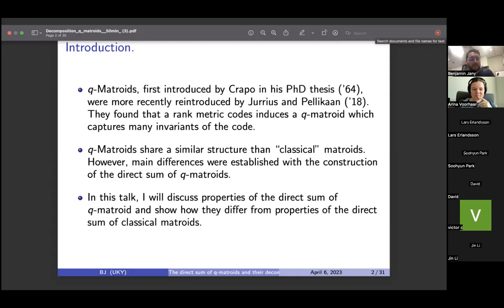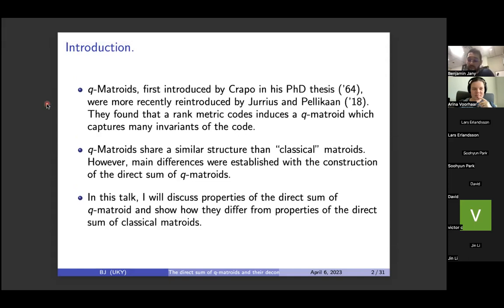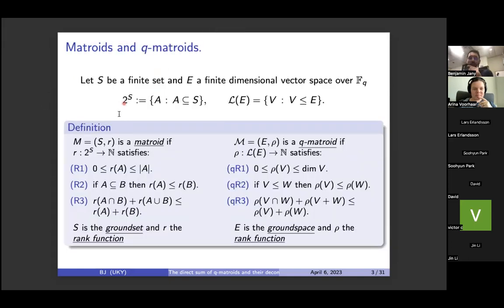Okay, so let's first start with the definition of a q-matroid. First, for matroids, we might all know that a matroid is defined over a finite set, or a ground set, and can be defined via a function on the collection of subsets of that finite set. This function needs to satisfy three properties: a boundedness property, a non-decreasing property, and a submodularity property.